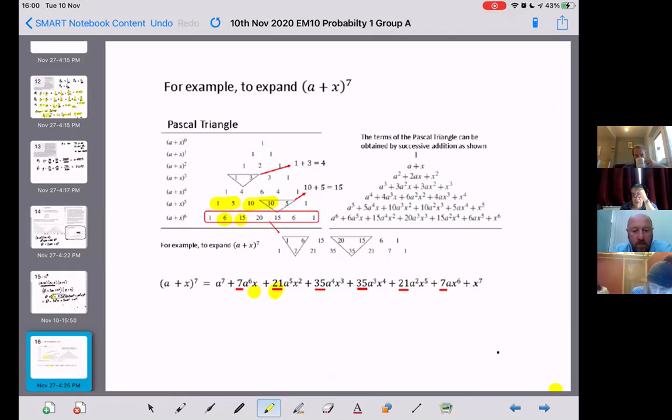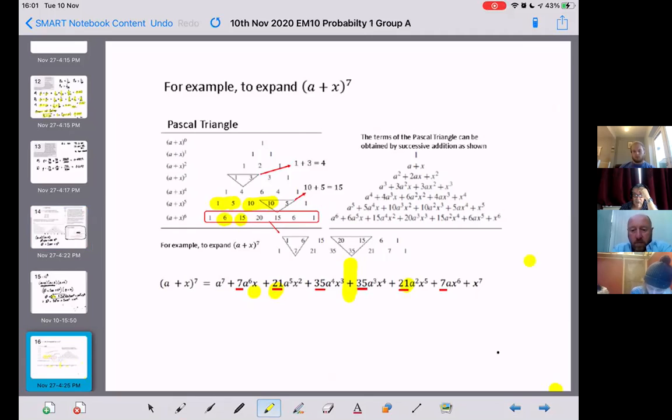20 and 15 is 35. A to the 4, x to the 3. We got another 20 and 15 on this side, so we've got another 35. A to the 3, x to the 4. We're symmetrical with our coefficients around that plus sign in the middle, because we've got 35 either side of it. We've got another 21 over here, a to the 2, x to the 5. 7 again from the other side, a, x to the 6, and then finally x to the 7 on the outside.